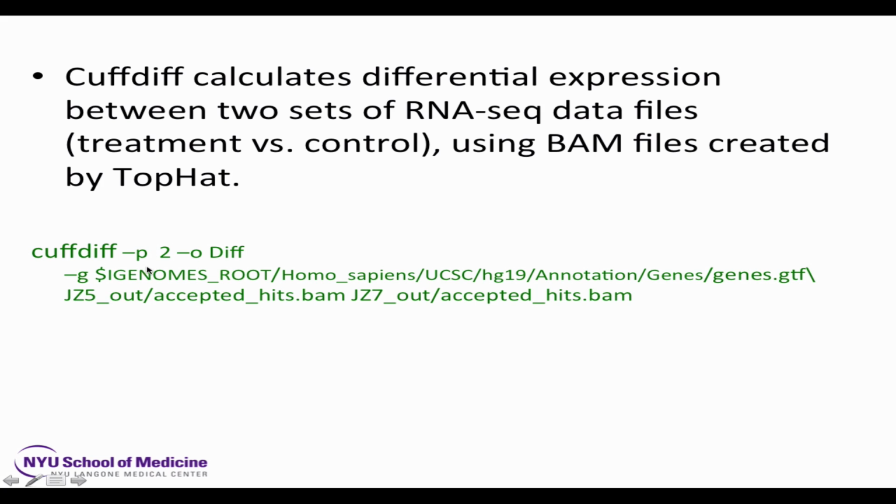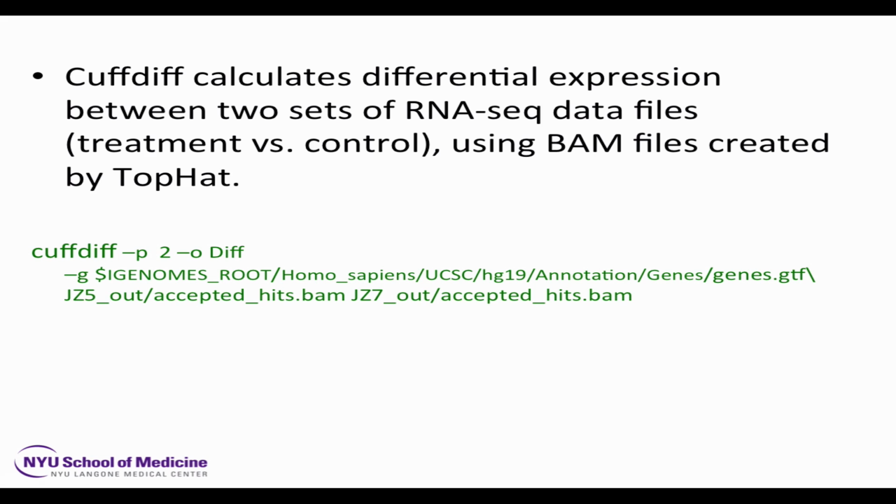So cuffdiff, same basic syntax as Cufflinks. Cuffdiff, set the number of processors, set the name of the output directory, set the GTF file that has the annotation, point to an accepted_hits.bam file as your input data for cuffdiff, and a second one. So here we put in JZ5 and JZ7 BAM files. So cuffdiff is always expecting 2 input files.